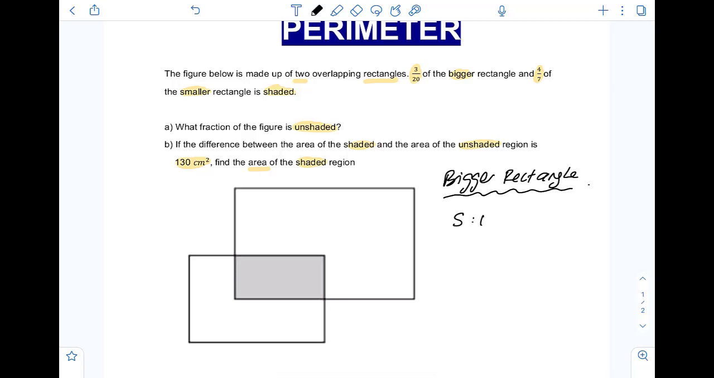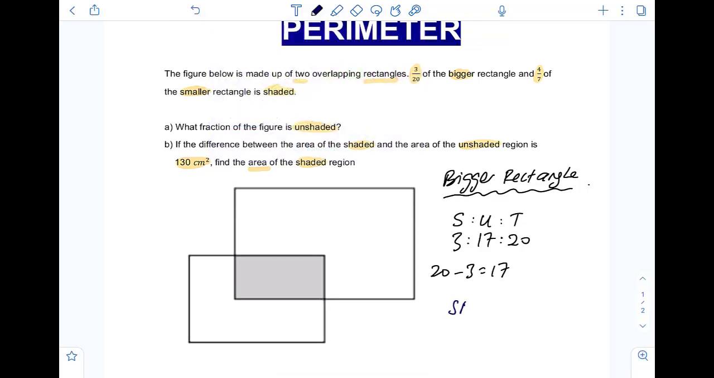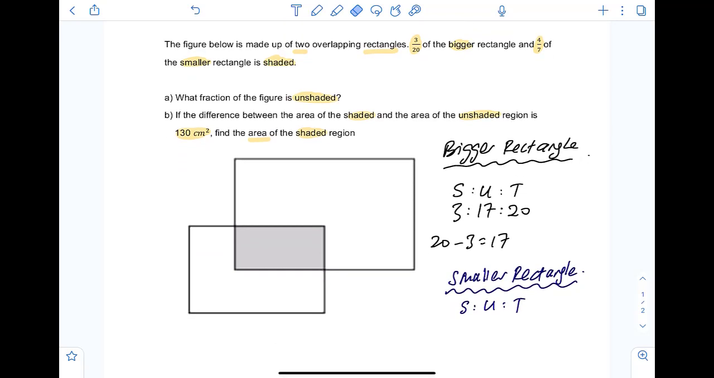So shaded is to unshaded is to total. So shaded will be 3 out of a total of 20. So unshaded will be 20 minus 3, which is 17. So over here is 17. Alright, so the smaller rectangle, let's see what happens then. Shaded is to unshaded is to total. Okay, so 4/7 of the smaller one is shaded. So 7 minus 4, that will be 3.